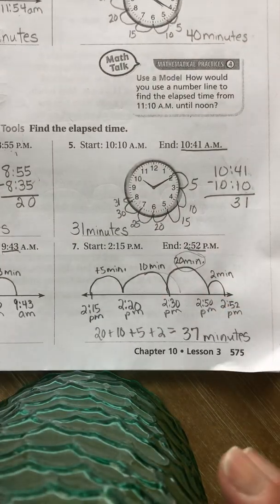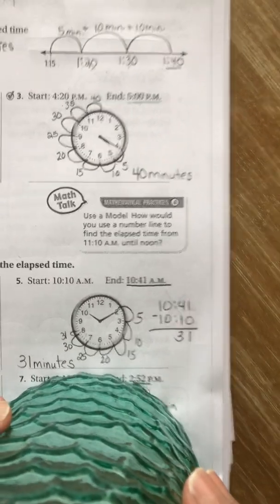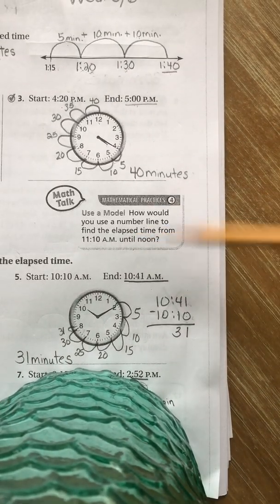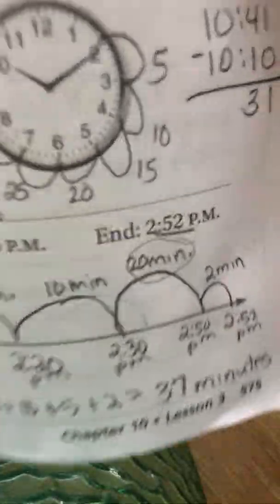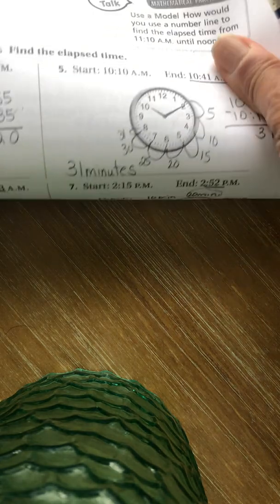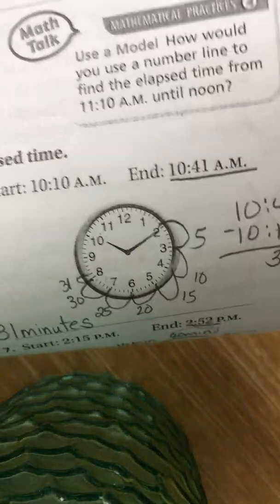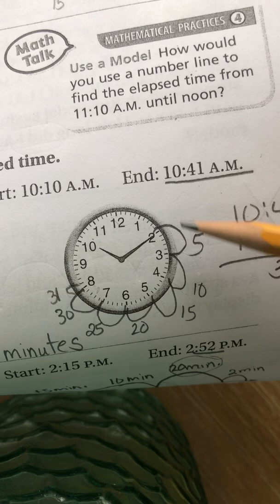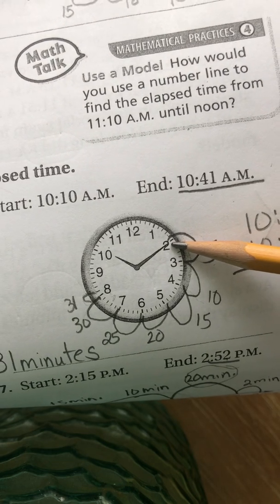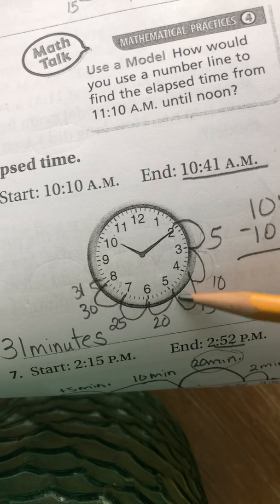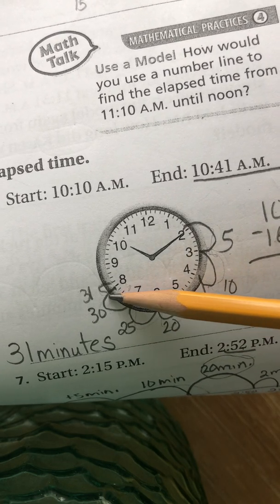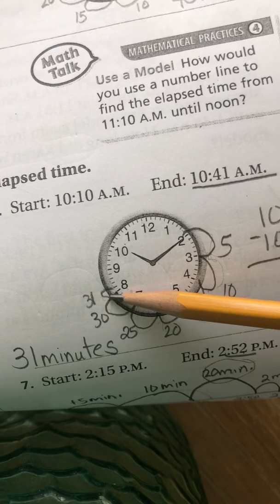All right, number 5. You start something at 10:10, you end at 10:41. Again, they use the analog clock to show you, and I also use subtraction, so I'll zoom in again so you can see it. I just have to bend this a little bit. All right, so here, my friends, I'm going to skip count starting at 10:10. Why? Because that's when the activity began. 5, 10, 15, 20, 25, 30, and I have to do one more minute, 31.